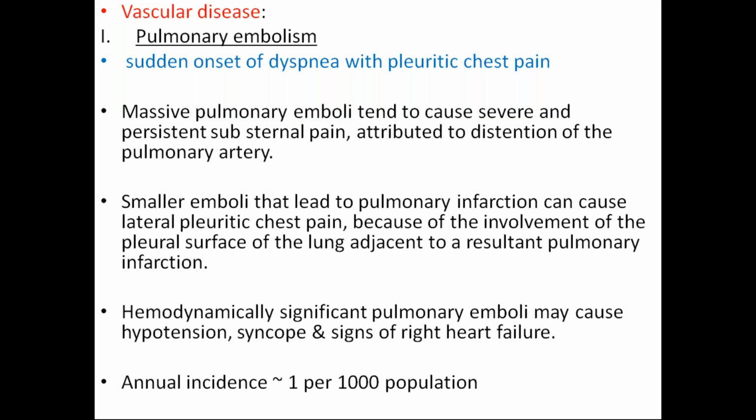We can identify pulmonary embolism on ECG also. Basically, the gold standard test to identify pulmonary embolism is CT pulmonary angiography. CTPA is the gold standard for identifying pulmonary embolism, but on ECG, the most common finding seen in pulmonary embolism is sinus tachycardia. We will see the sinus tachycardia first, and next the S1Q3T3 pattern.